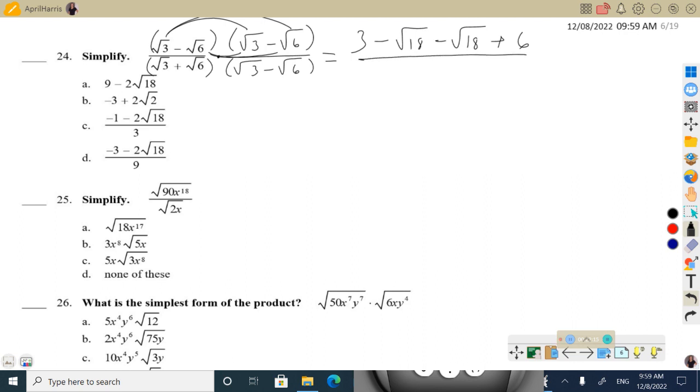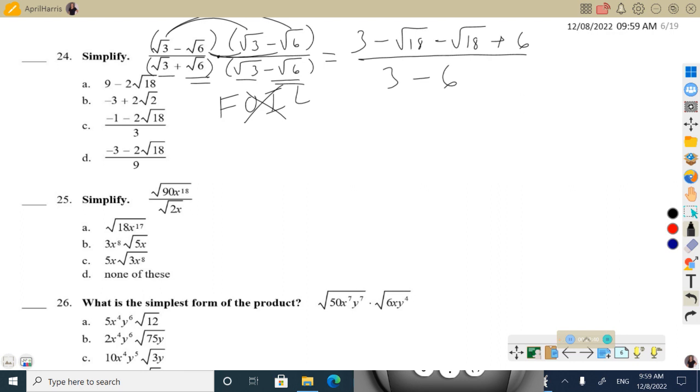Okay? In the denominator, you have conjugates, so you don't have to FOIL. You can just what? FLA. FLA means you can do first times first and last times last. So square root of 3 times square root of 3 is 3. Square root of 6 times negative square root of 6 is negative 6.